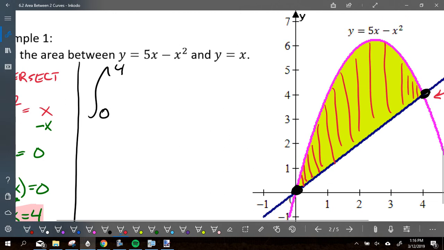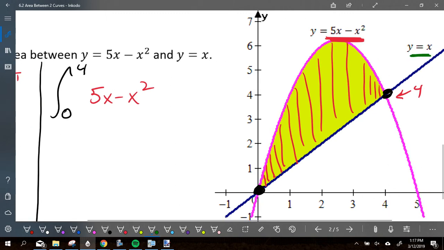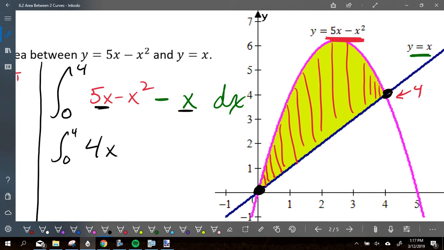The top line is 5x minus x squared. The bottom line is x. What do you think I need to do with those two curves? Subtract. Top curve minus bottom curve, dx. So I'm integrating from 0 to 4. 5x minus x, that's 4x, minus x squared dx. You can do that in your calculator, but I don't want you to do it in your calculator. Do that by hand real quick.